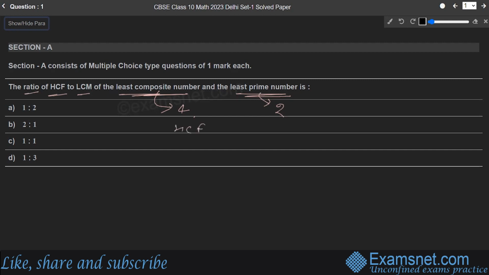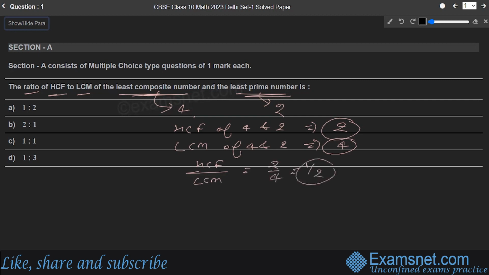So what is the HCF of 4 and 2? Highest common factor is obviously 2. Then we have to find out the LCM of 4 and 2. What is the LCM of 4 and 2? It is nothing but 4 only, least common multiple. So what is the ratio of HCF to LCM? It is nothing but 2 by 4, that is 1 by 2, or we can say 1 is to 2. So that is the right answer, option A, 1 is to 2.